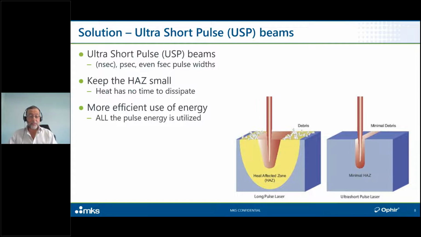And also, more energy per pulse is therefore going to be needed to get the same work done. In other words, a 1 microjoule pulse, for example, in a femtosecond pulse laser will do more work than the same 1 microjoule pulse in a microsecond pulse laser, and the result will be cleaner.